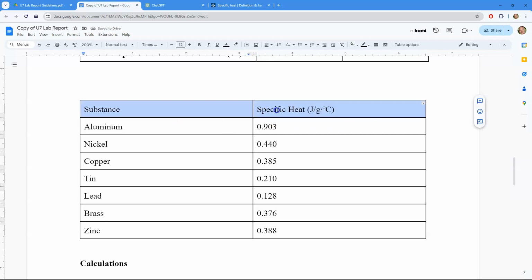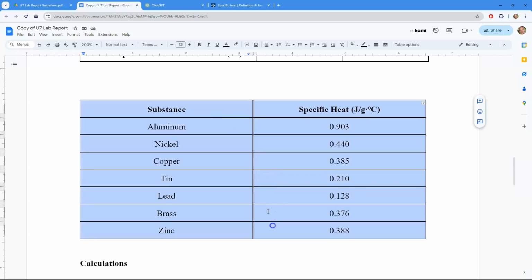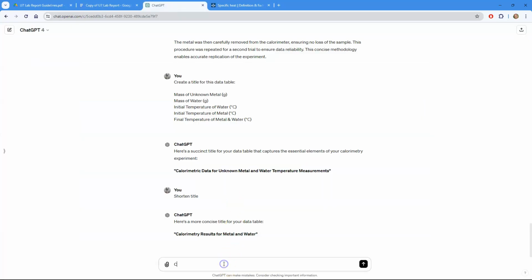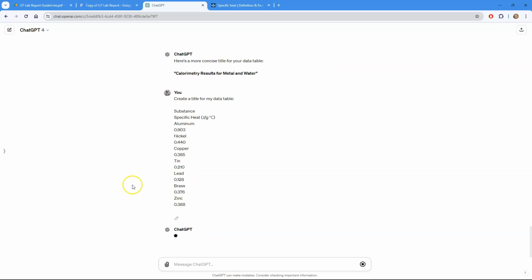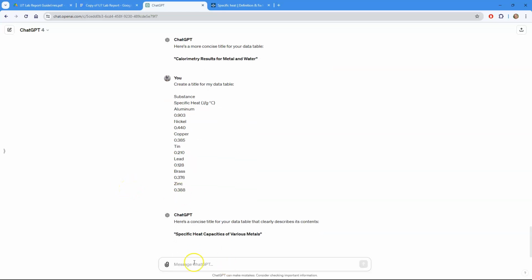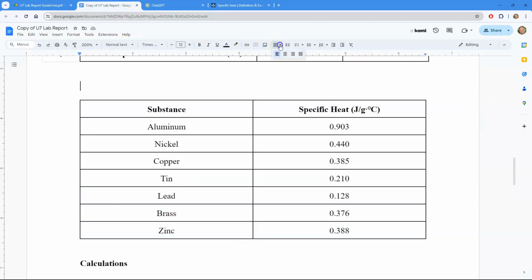Okay, and again, I'm going to bold my top row. And to make this look nice and neat, I'm going to center my information like that. And again, I need a title. So I'm going to go to ChatGPT. Actually, that is a fantastic title. I'm going to take that one and I'm going to paste it in right here.